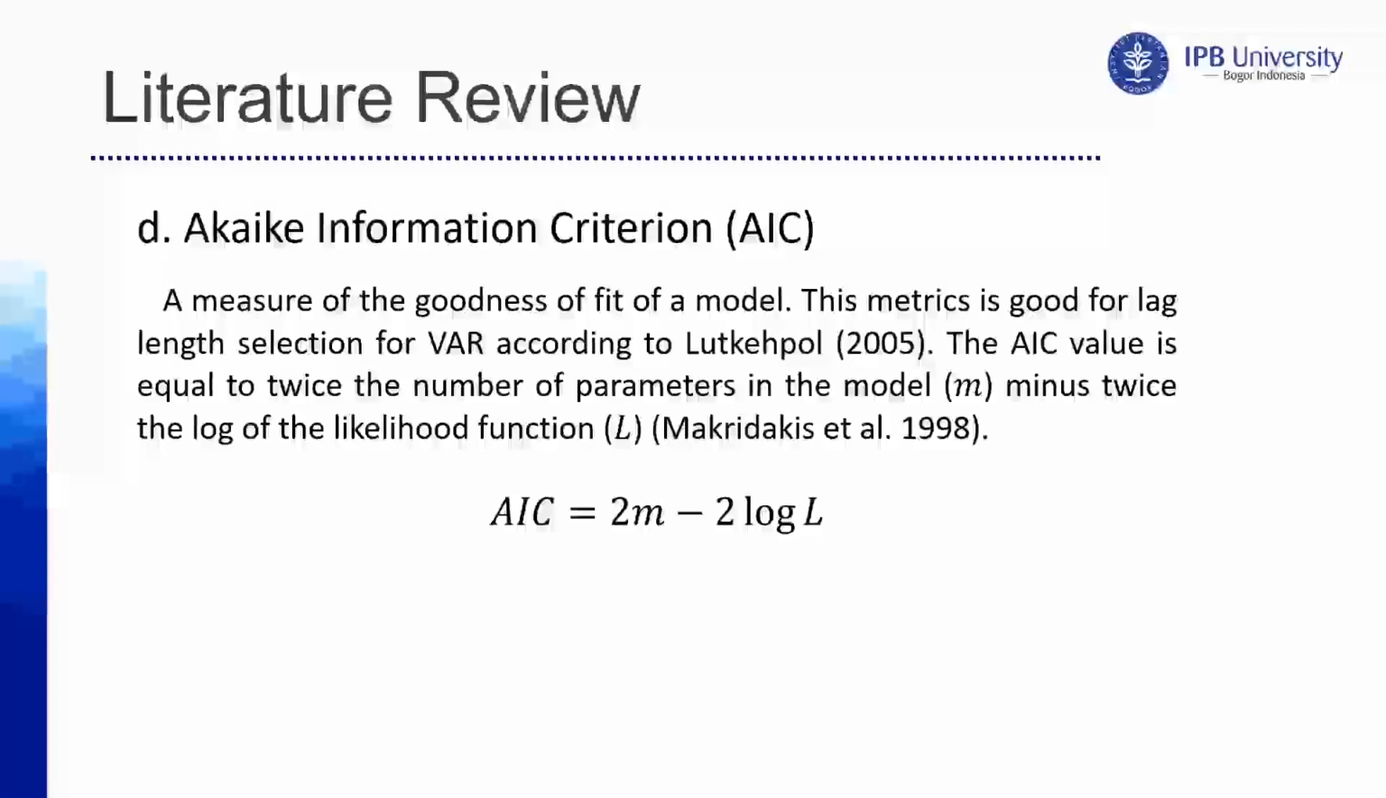Next, Akaike information criterion. This metric is a measure of goodness of fit for a model. The usage of AIC in this research is to select the lag length, according to Lütkepohl 2005. The AIC value is equal to twice the number of parameters in the model, notated by M, minus 2 times the log of the likelihood function, notated by L, according to Makridakis et al. 1998.